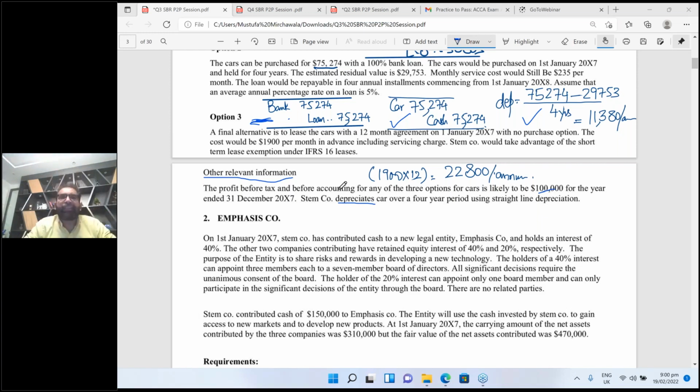So in this option 3, there will be no depreciation expense and no interest expense. It is just the complete rental as one-shot operating expense. Okay, so let's move to this third part.